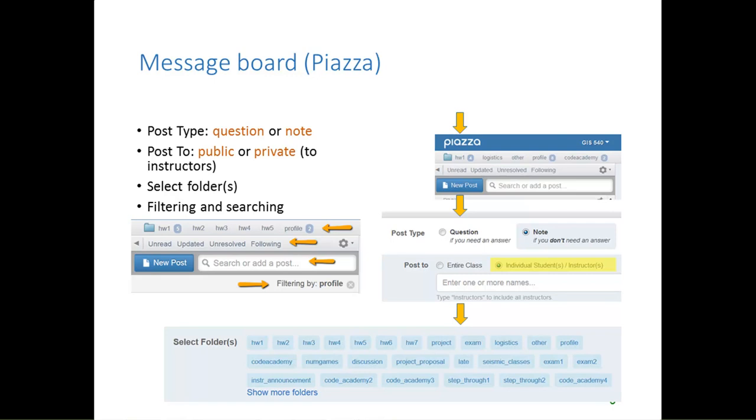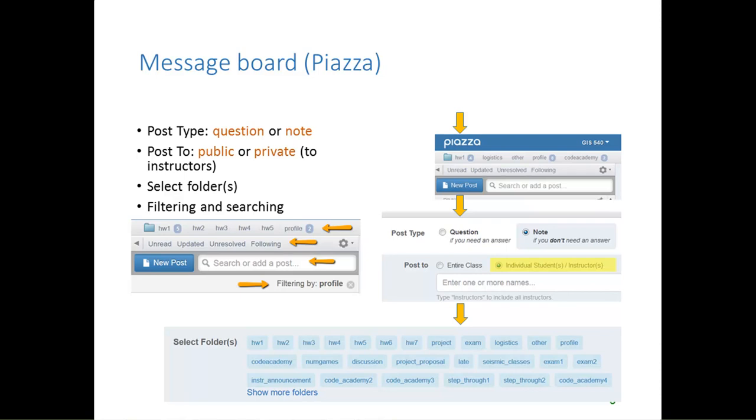When you post a message, you're required to select one or more folders. These are like tags. We sometimes refer to them as tags. It provides a way to select all messages related to a topic.